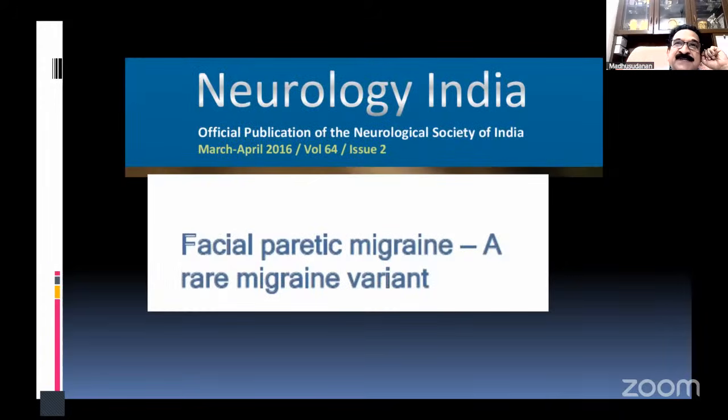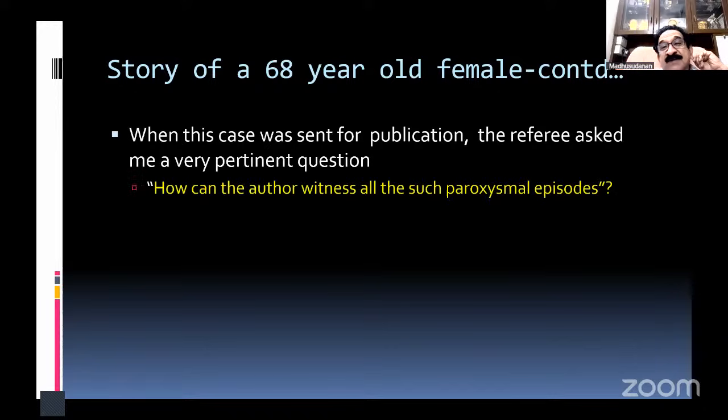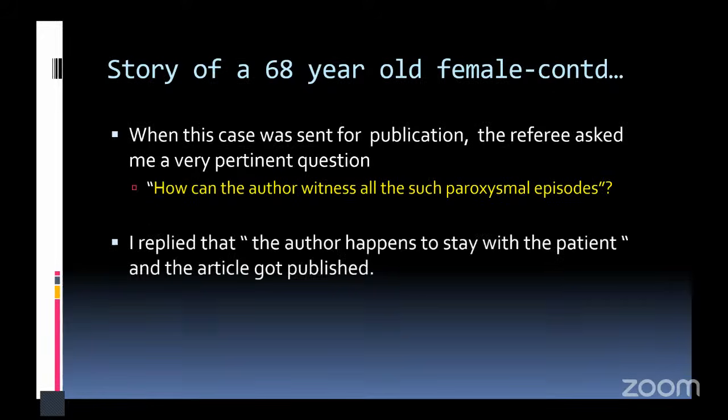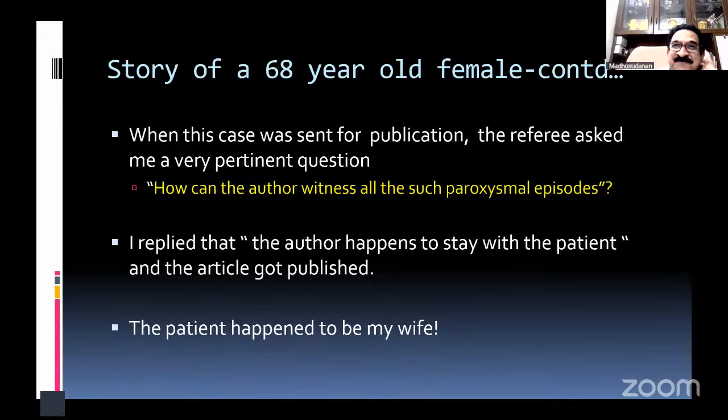That's an article published in Neurology India. That is a facial paralytic migraine, a rare migraine. I published this a long time back. When this case was sent for publication, the referee asked me a very pertinent question before accepting it: how can the author witness all such paroxysmal episodes of facial deviation every time? It's a very, very pertinent question. You know what reply I gave? I replied that the author happens to stay with the patient, and the article got published. The patient happened to be my wife.